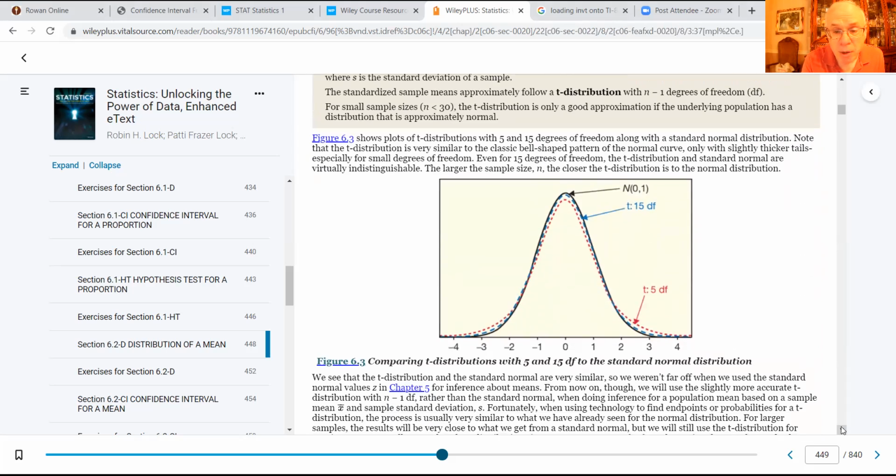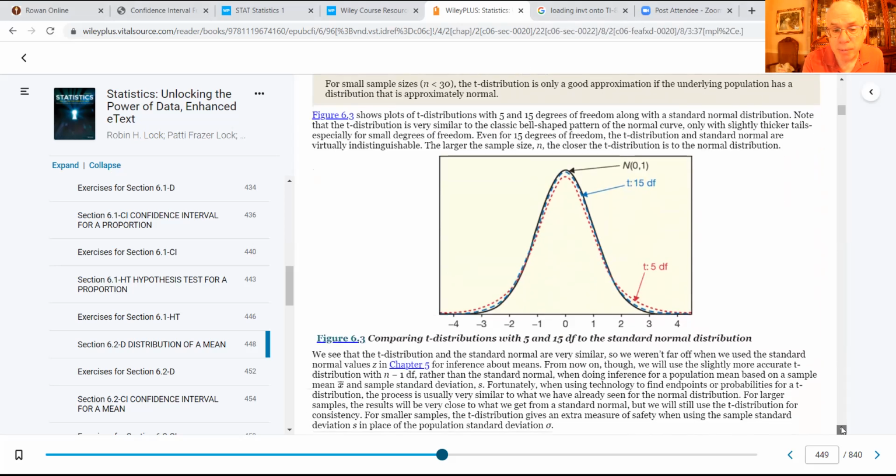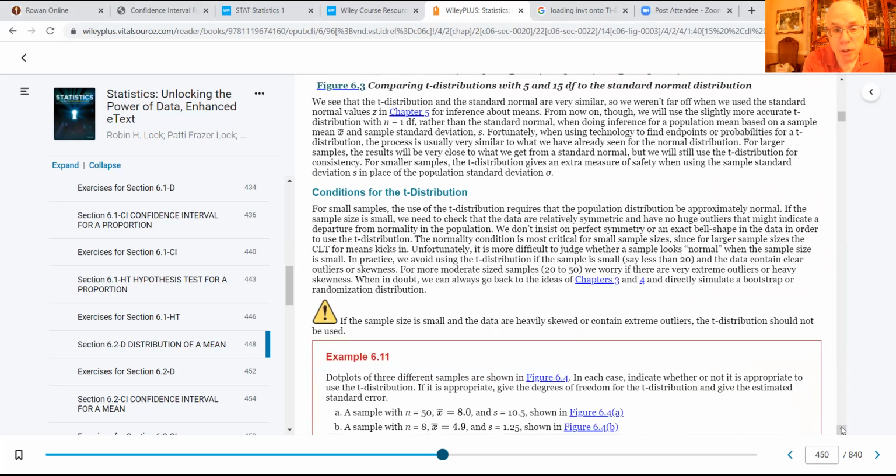And this is just some rough estimate to show people that the bigger the sample size, which means the bigger the degrees of freedom, the closer a t-distribution looks like a standard normal. All right, so you could read through this. It's important to understand that if the sample size is less than 30, then for us to create a confidence interval, the way that we're learning how to do it, it requires that the population is normal.